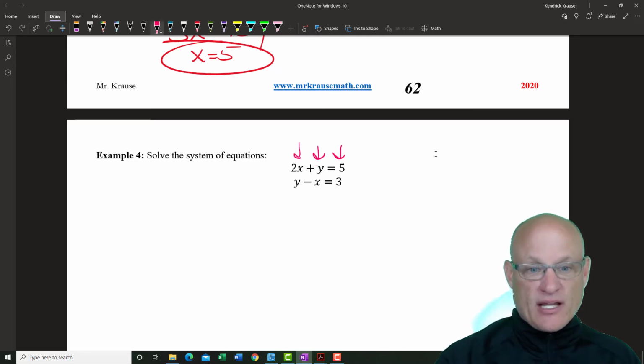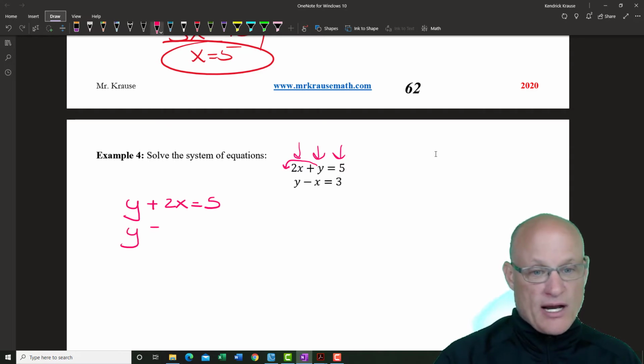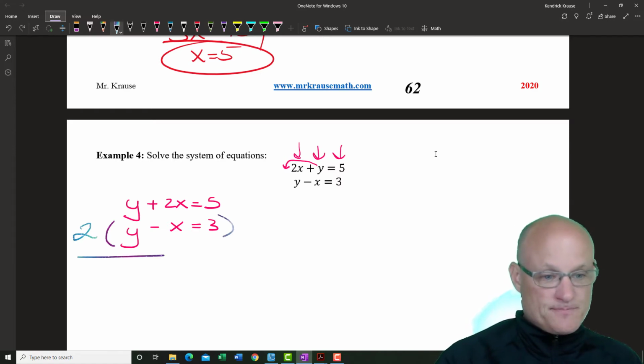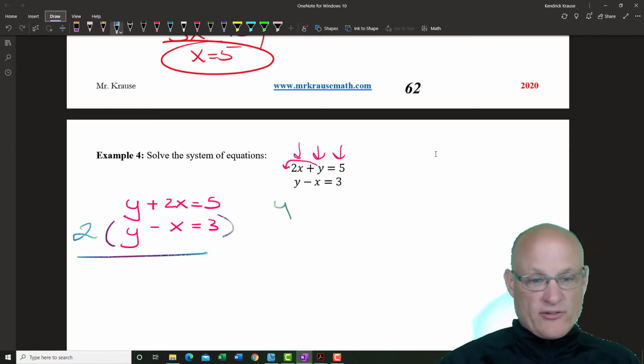So what I'm going to do is I like to stay away from negatives. I'm just going to move this y here because that makes my life easier. It's not changing sides, so it just stays positive y. But positives are easier to move around than negatives. And then the second equation, I'm going to write y minus x equals 3. Now, since I don't like dealing with negatives, I'm just going to take this whole second equation and multiply through by positive 2.